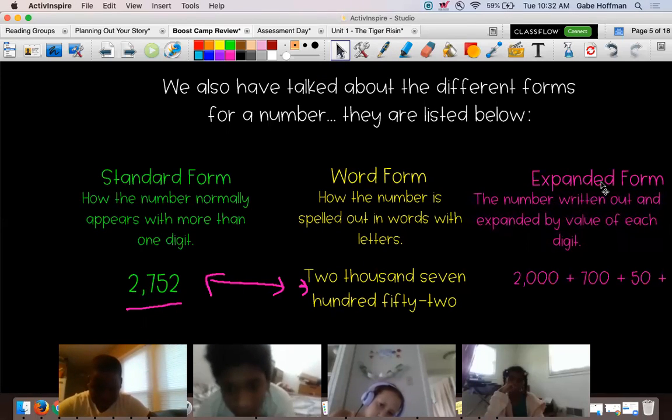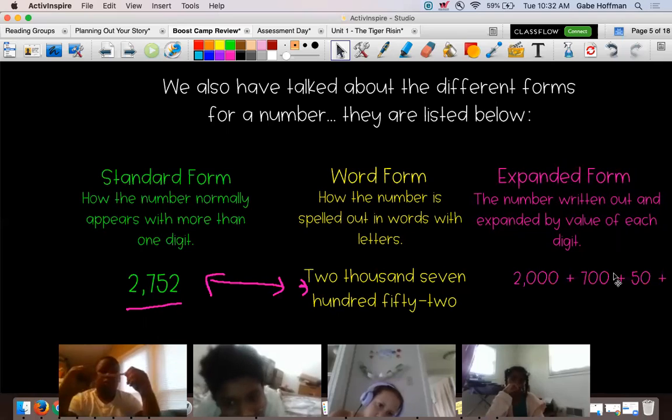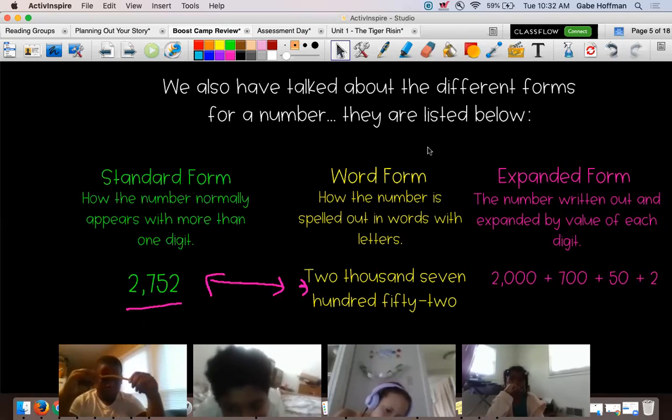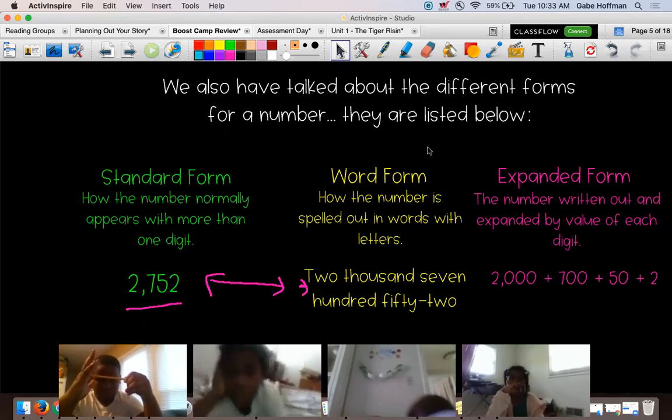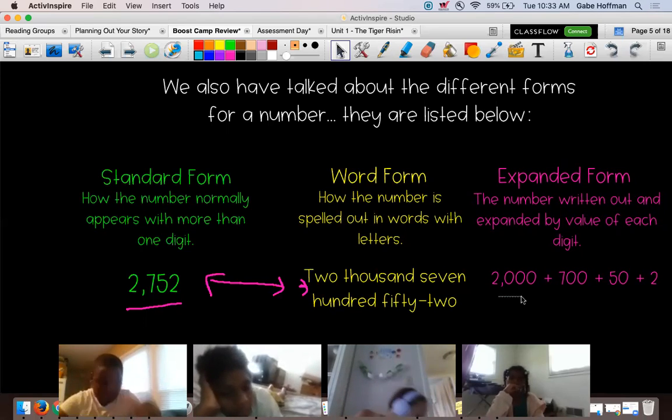The expanded form. The number written out and expanded by value of each digit. Yep, so like how we looked at in the last slide, the value of each digit, depending on its place, you would pull those out and you're separating it. So it's like you're stretching this number out.